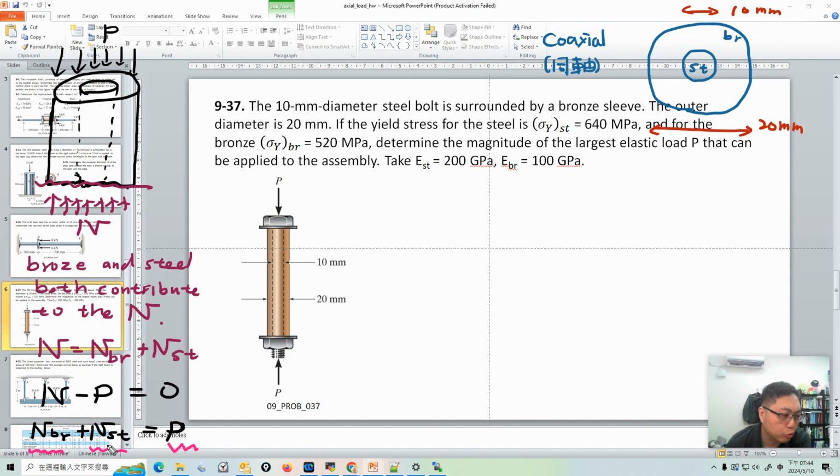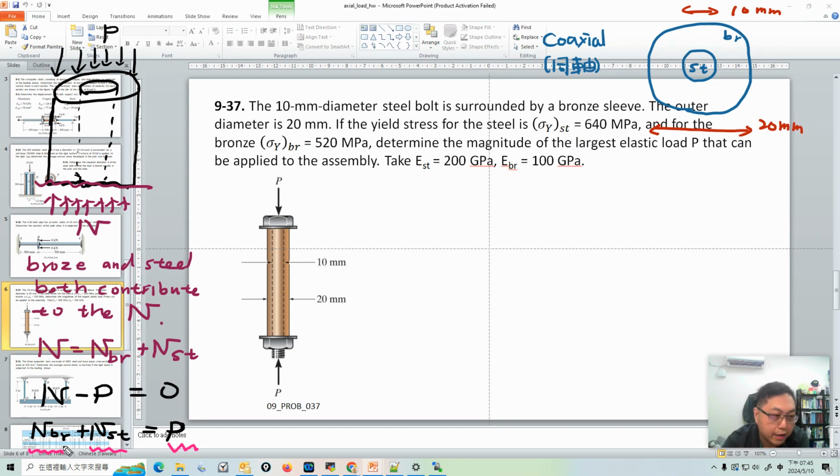We used a rigid body equilibrium, but right now we cannot solve the problem, because there are too many unknowns. We only have one equation, so we cannot solve for N_BR and N_ST. So again, this problem looks like a statically indeterminate problem.